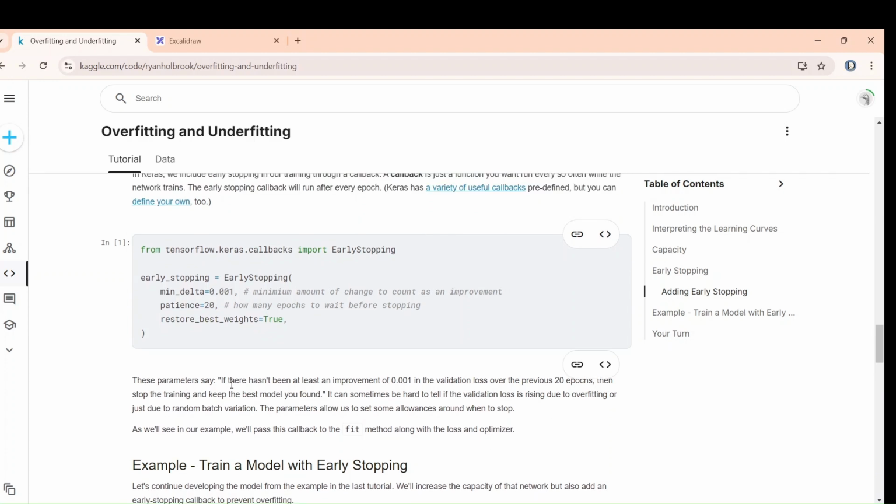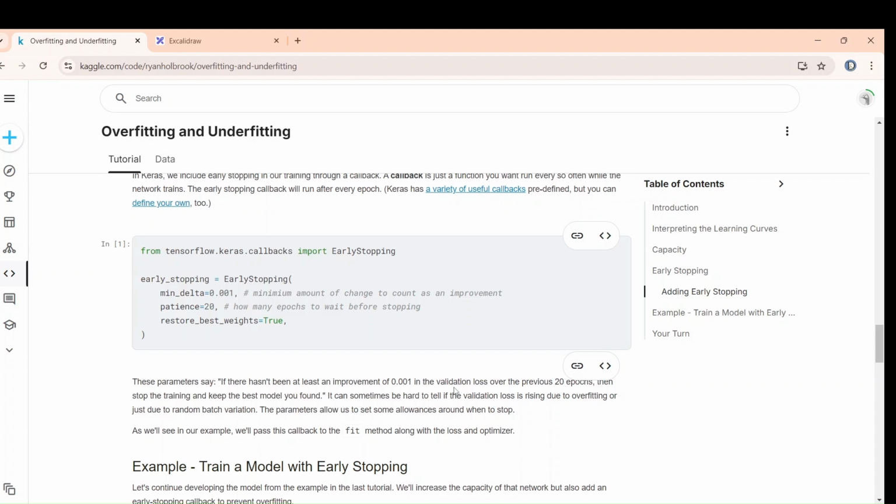Now these parameters say that if there has not been at least an improvement of 0.001 in the validation loss over the previous 20 epochs, then stop the training and keep the best model you found. It means that if there is not 0.001 improvement, then you stop there. Don't train anymore. Okay, and now find where the best fit model is. What are those weights for the model that fitted best?